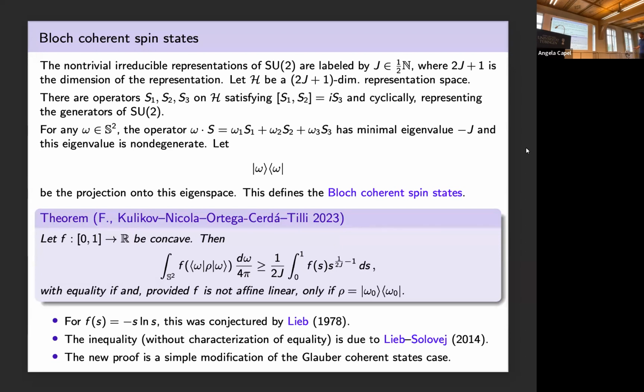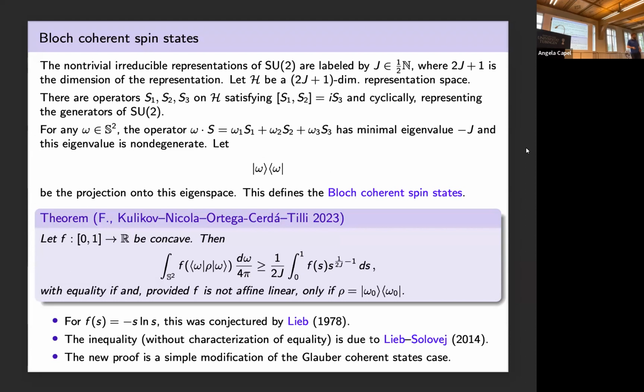Now we do the same thing. We take the expectation of a state rho. This is now a state in this finite dimensional space H, which is C to the 2J plus 1. We take the expectation, we get a function on S2. We compute, say, its classical entropy, x log x, and we ask ourselves, what are the states for which this is minimum?